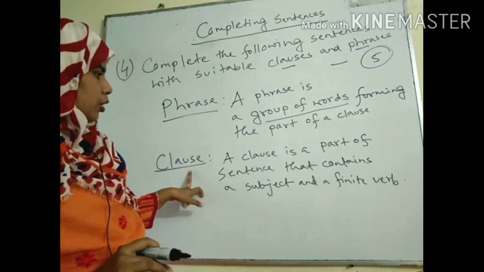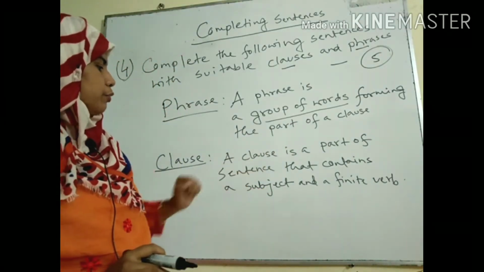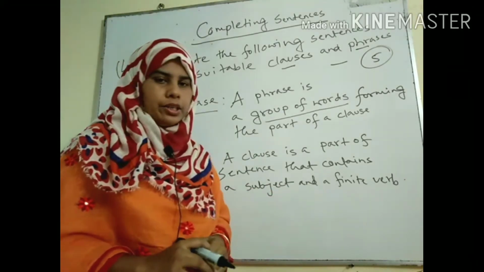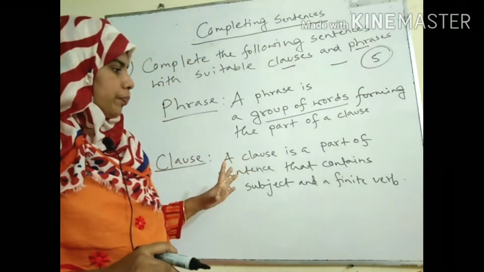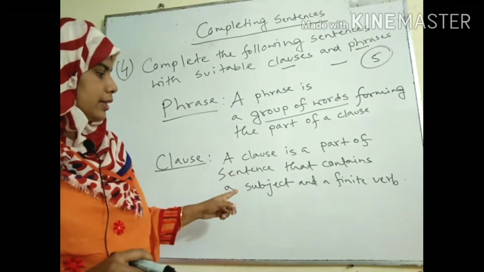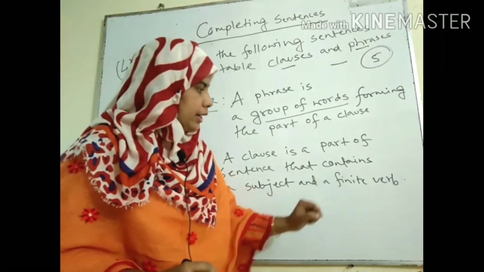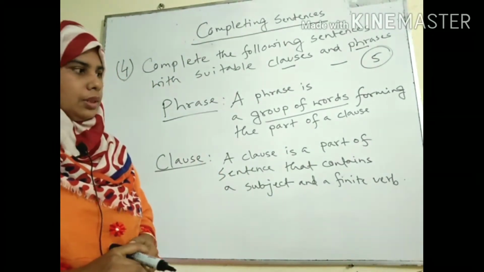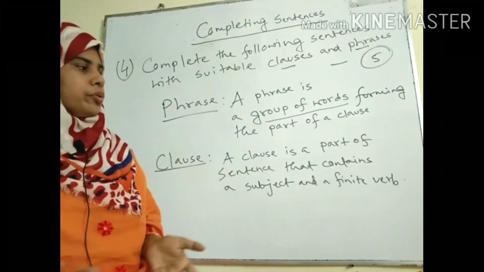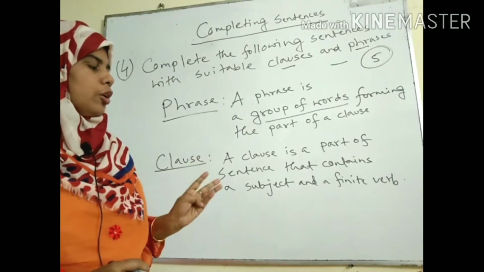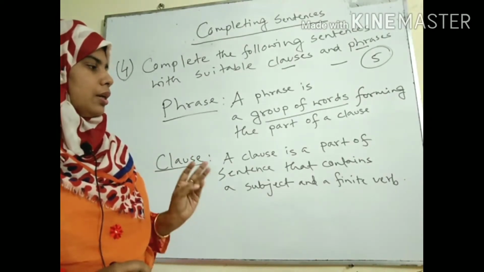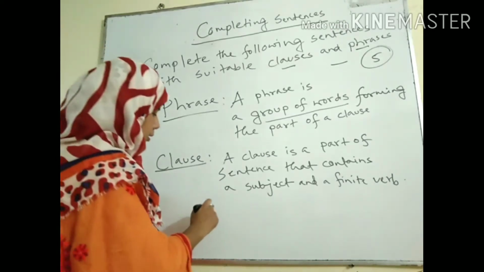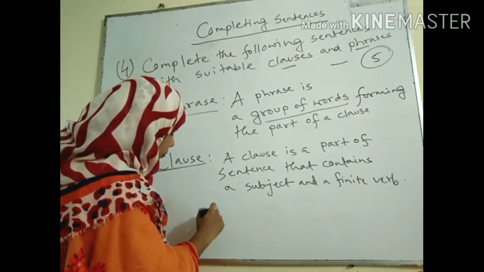And then what is a clause? A clause is a part of a sentence that contains a subject and a finite verb. So if any sentence has a subject and a finite verb, we can call it a clause. Clauses are of 3 types: principal clause, subordinate clause, coordinate clause. Let's give an example.